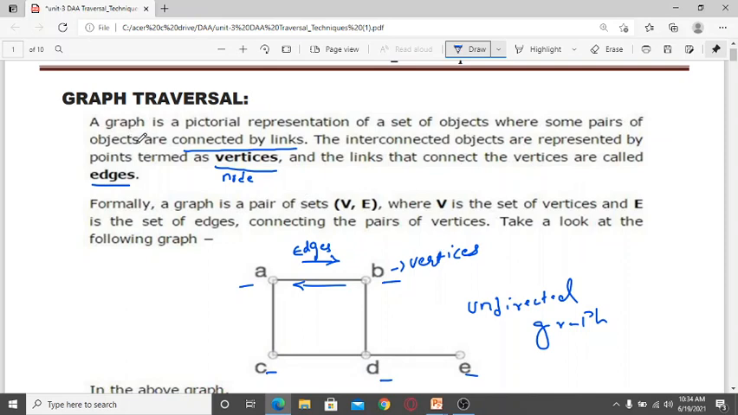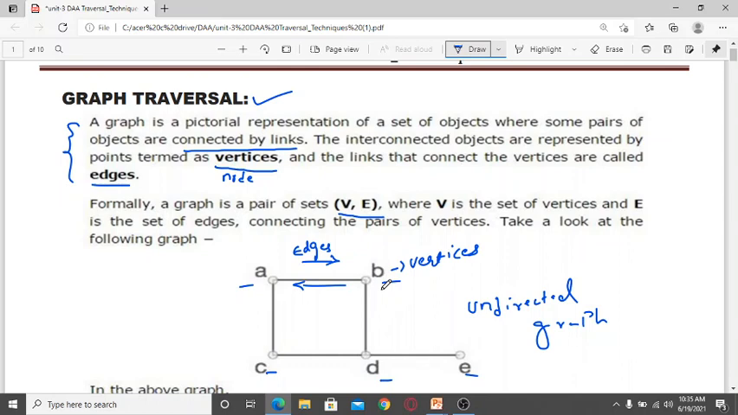I hope you understand this because you have already completed the graph topic in second year, in data structures. Here, just to show you the traversal. Formally, a graph is a pair of sets, vertices and edges. Whenever we have a graph, these two things will be there, where V is a set of vertices and E is a set of edges connecting the pairs of vertices.